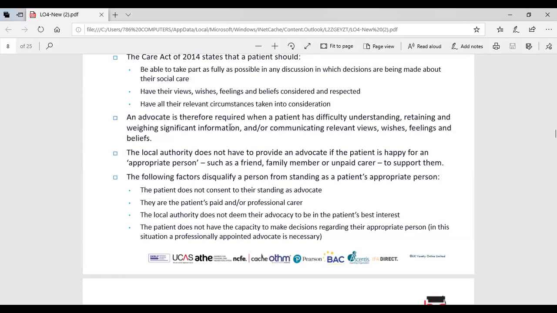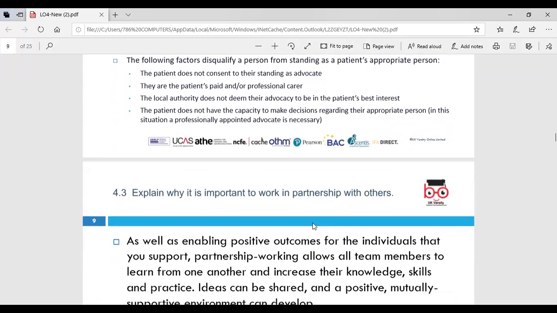They are the patient's paid or professional carer, so they are disqualified. The local authority does not deem their advocacy to be in the patient's best interest. So the local authorities have to be involved also. And the patient does not have the capacity to make decisions regarding their appropriate person. In this situation, a professionally appointed advocate will be necessary.